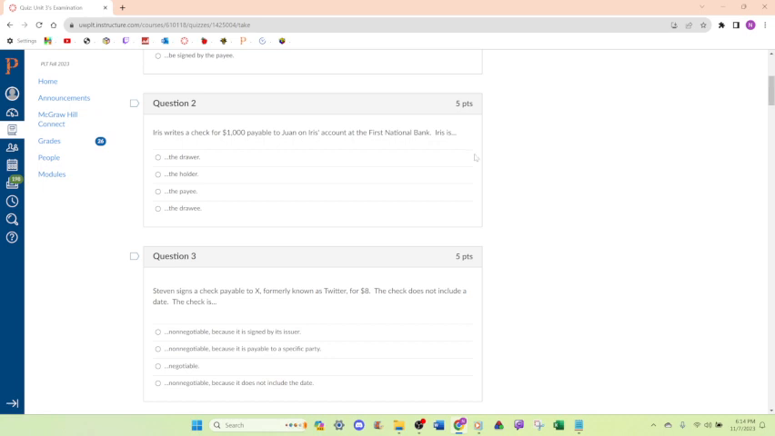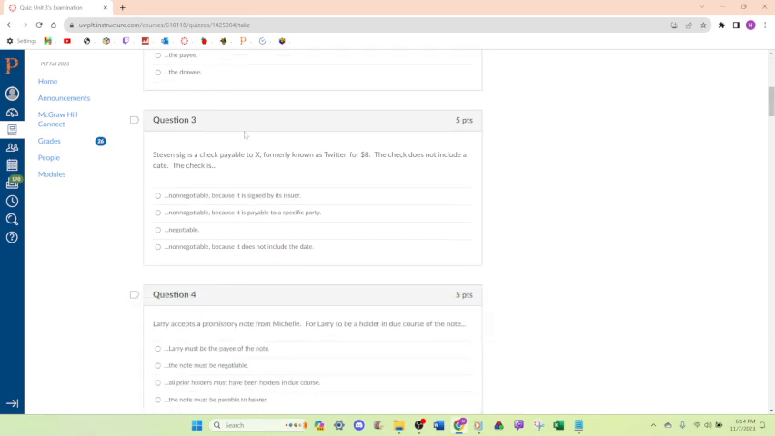Iris writes a check for $1,000. So I believe that is the drawer. Stephen, interestingly, this is a lot of terms and stuff. Oh, I know. Wait, X, come on, man. Just call it one or the other. Payable to Twitter. Are you serious? Who made this question? Payable to Twitter.